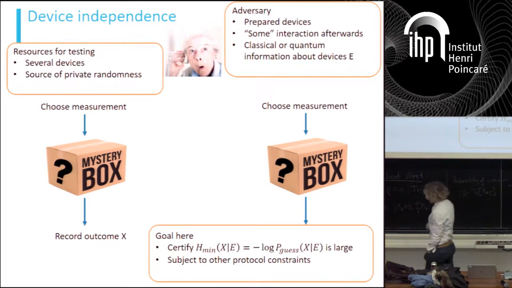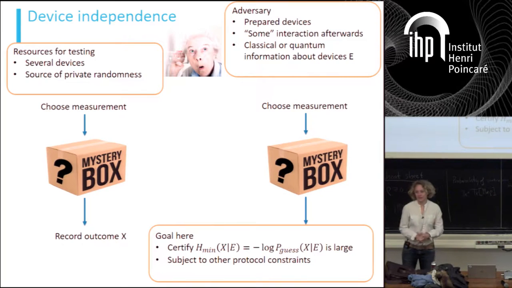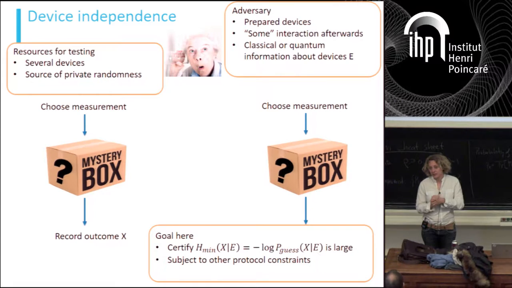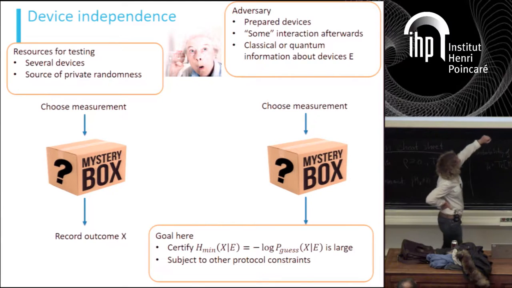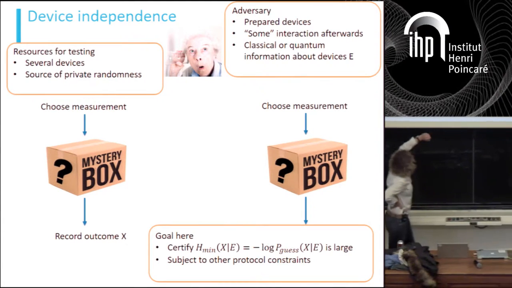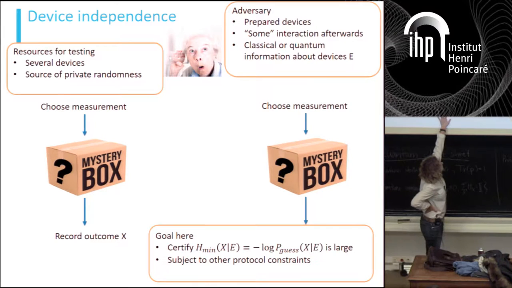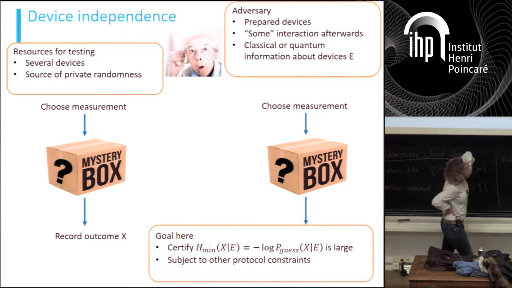And I guess the general goal of device independence is to certify certain properties of these devices, maybe the exact shape of the states or the measurements. But for cryptography, what you really want to do is to certify certain input-output behaviors of the devices, possibly involving also the eavesdropper. And all cryptographic applications of device independence really are of this form. So we want to perform some test, and we want to be sure that some subset of the measurement outcomes produced by one of these devices satisfy a certain property, namely that they're difficult to guess for the eavesdropper.